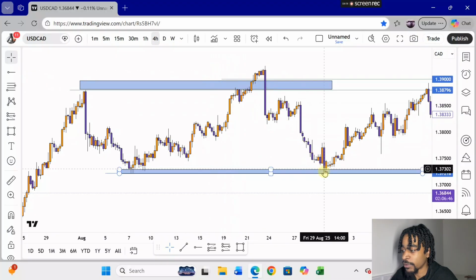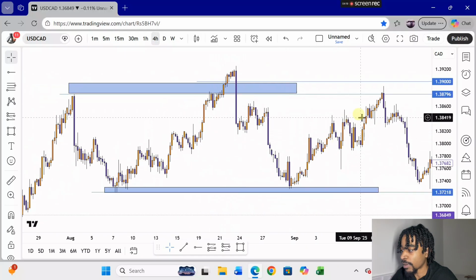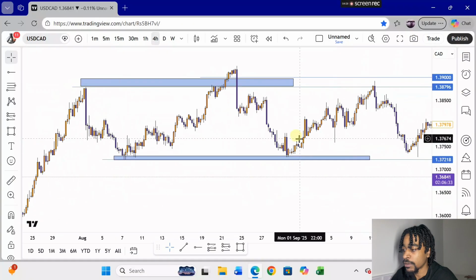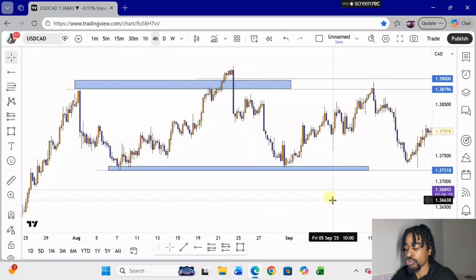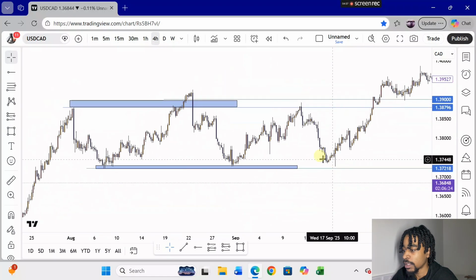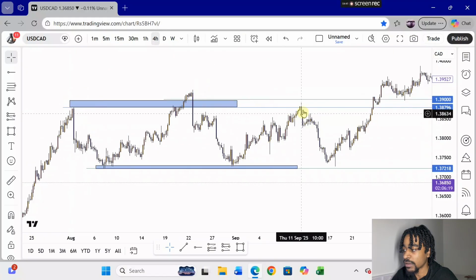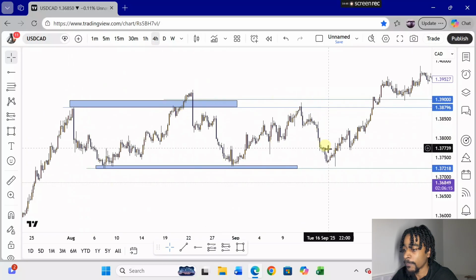This area of support is respected, and we reverse from this, and then price pushes up again into this area of resistance, and boom, we reverse again. So we're in like a period of consolidation, again, which coincides with my market structure video if you watched that. So we're in a period of consolidation, and we've hit the resistance once, twice, 3 times, and we've hit the support once, twice, and 3 times as well.